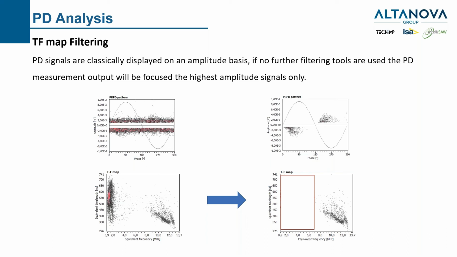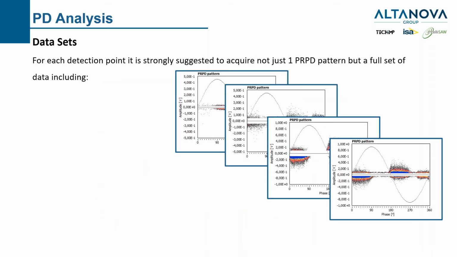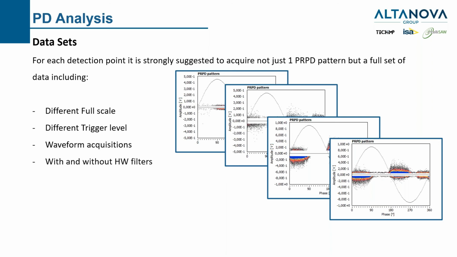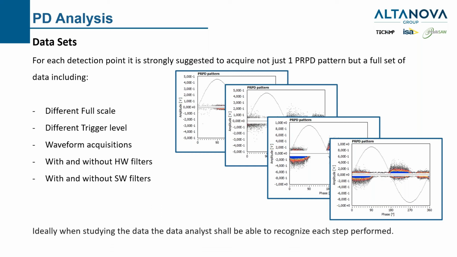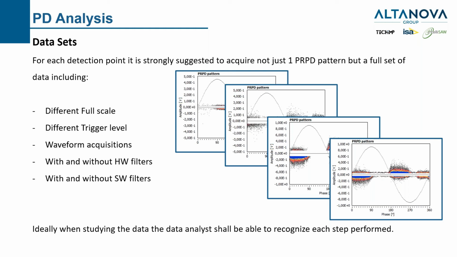Both shall anyway be saved in the dataset, because the dataset should include everything: different full scale, different trigger level, waveform acquisition, presence or not of hardware filters, and presence or not of software filters. When I am back home, I will have, let's say, 20 or 30 or 40 phase-resolved PD patterns to be analyzed, and I can take this information and use it for my diagnosis.